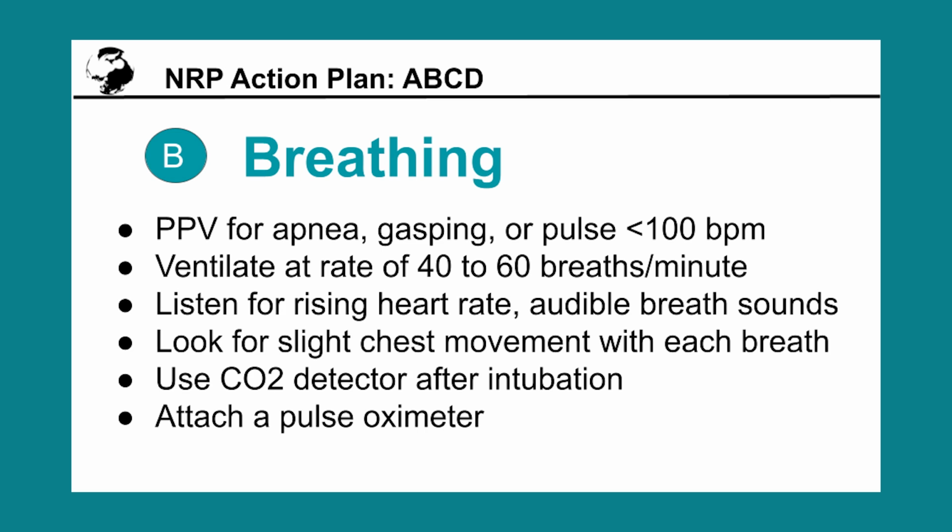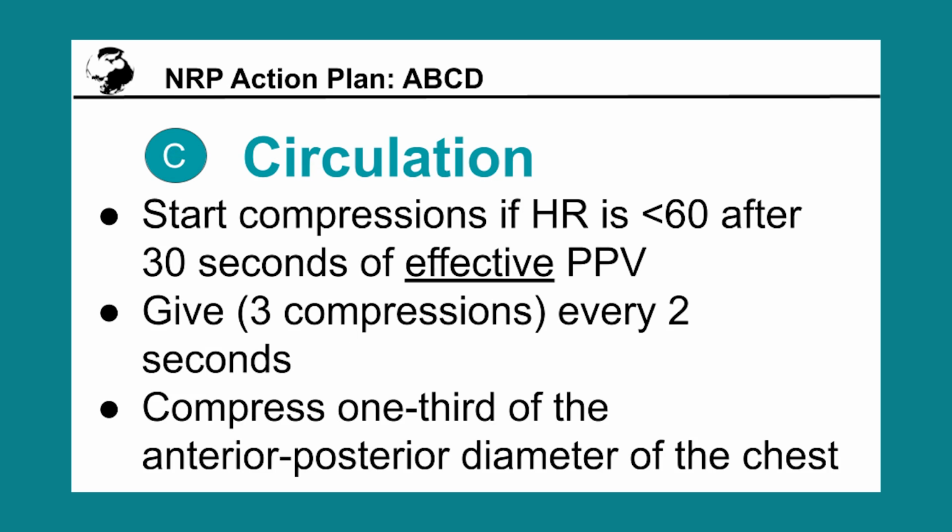The B for breathing tells us to check for signs that the baby is ventilating appropriately. If the baby is not breathing effectively on their own, the healthcare professional should provide positive pressure ventilation. The C for circulation indicates that compressions should be given if the baby's heart rate drops below 60 beats per minute and the baby has received 30 seconds of effective positive pressure ventilation.